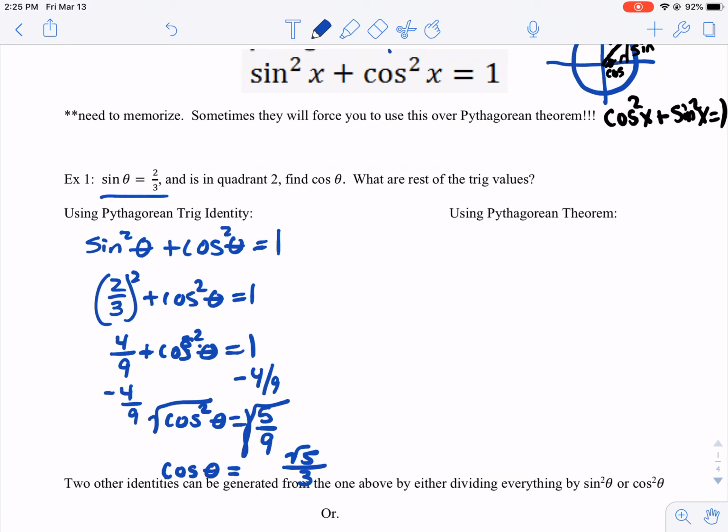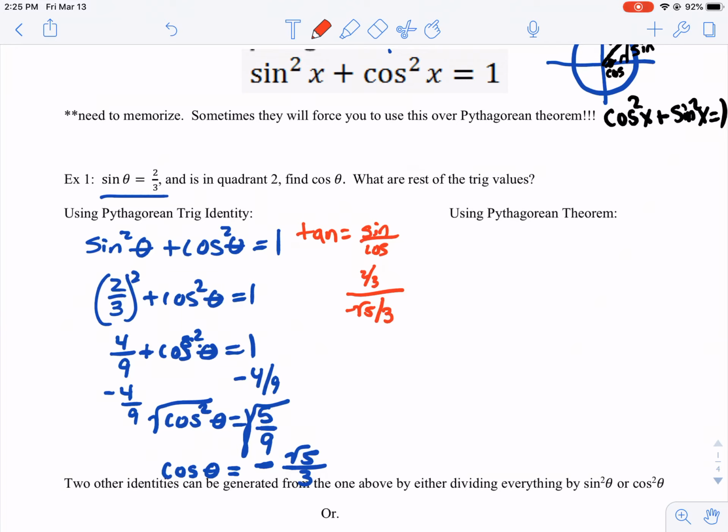But before I call myself done, I got to go back and say, hey, that angle was in quadrant 2. In quadrant 2, cosine is negative, so I need to put a negative on my value of square root of 5 over 3. Okay. Now, it did say find the rest of the trig values. Well, we've got the sine, we've got the cosine. We know that tangent is equal to the sine divided by the cosine. So we have 2/3 divided by negative root 5 over 3.